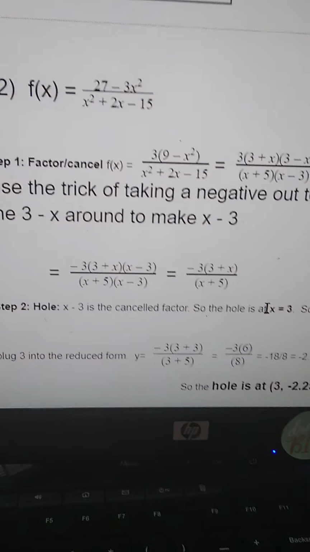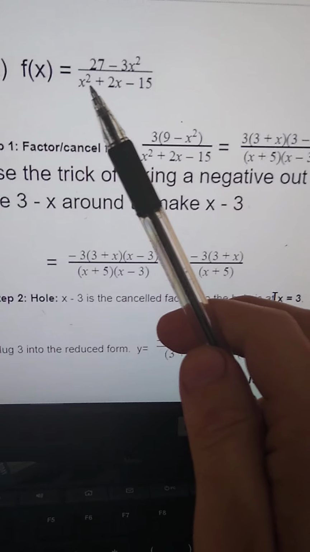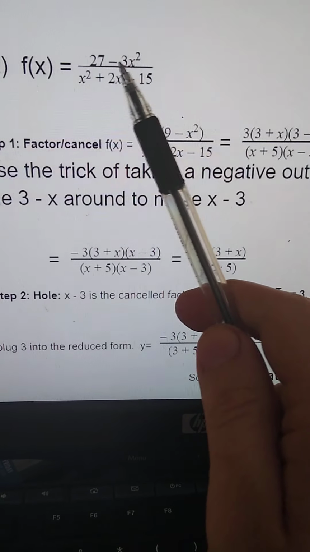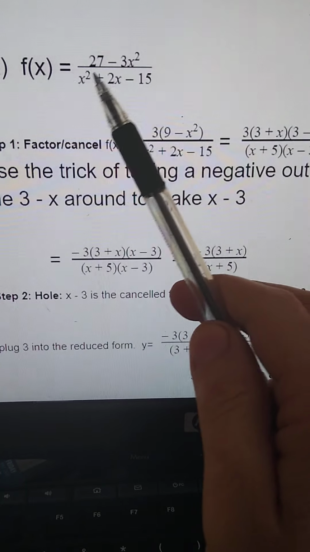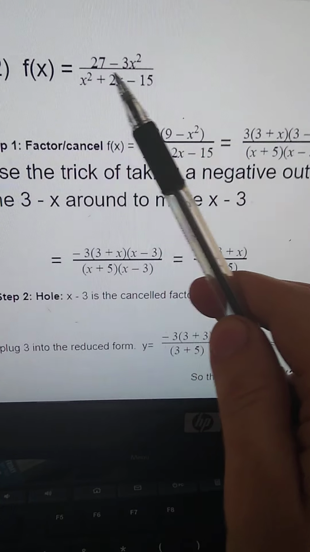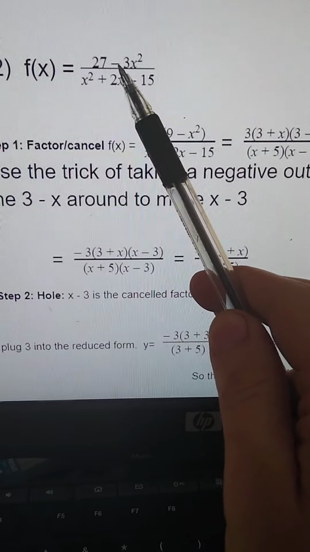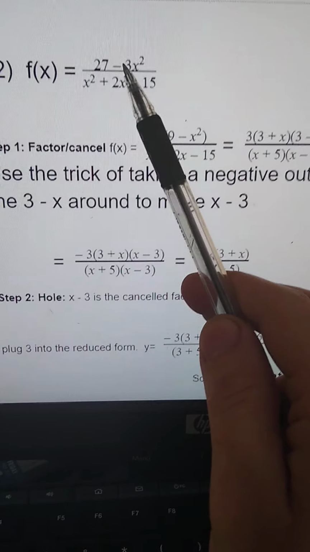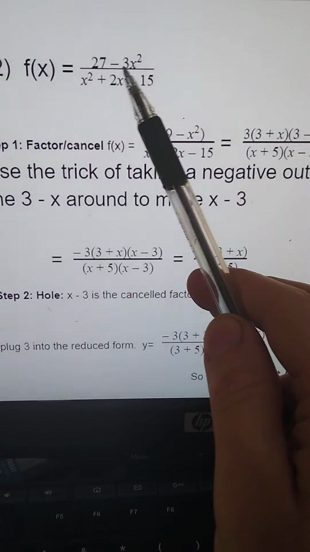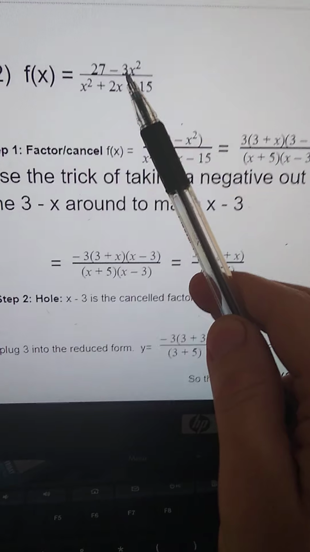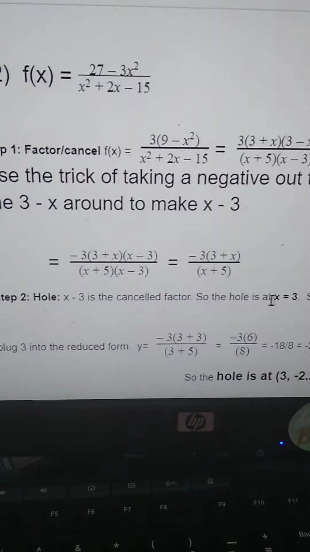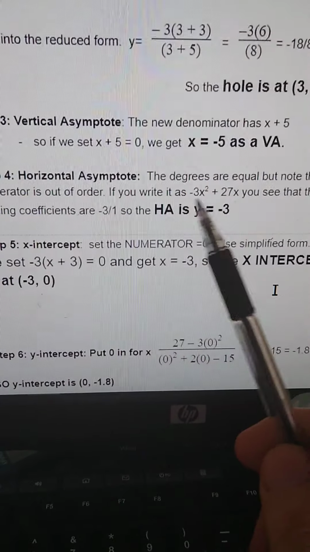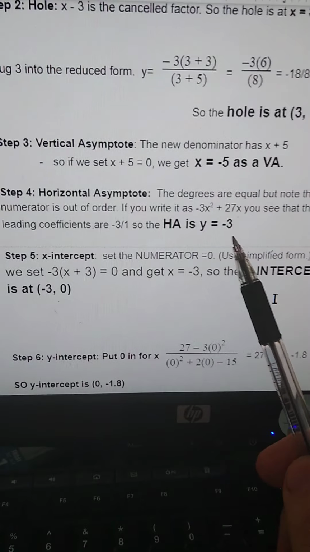The horizontal asymptote, these degrees are actually equal. I know this is out of order, but I still use the largest exponent. So these two have equal degrees, and I use the leading coefficients, which would be negative 3 and 1. See, this is out of order. If I flip this around, this should be the leading coefficient if it's written in the correct order. So negative 3 over 1. So my horizontal asymptote is y equals negative 3.